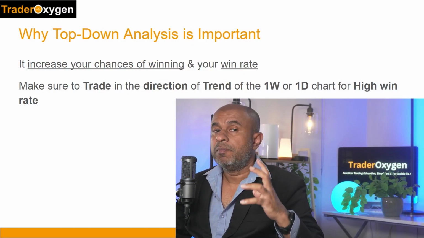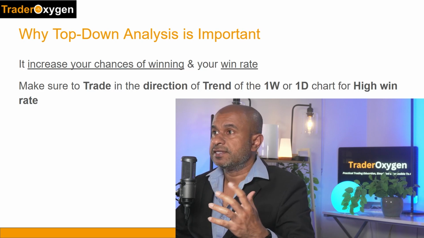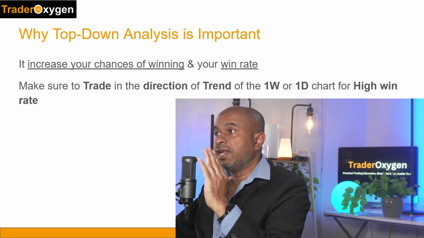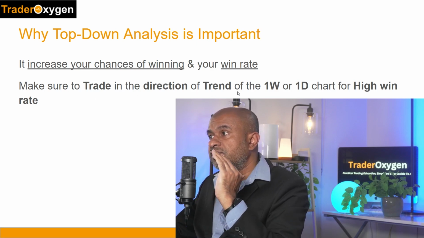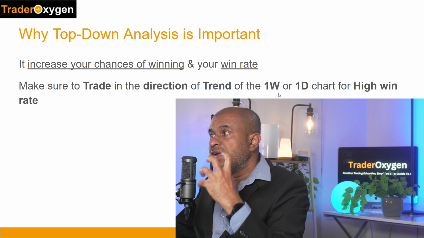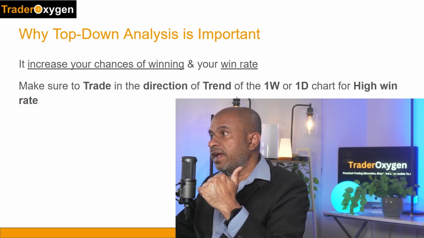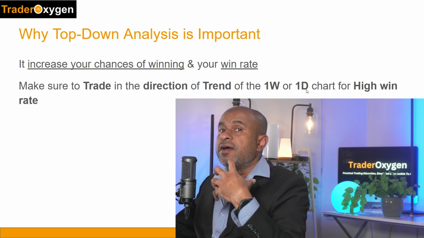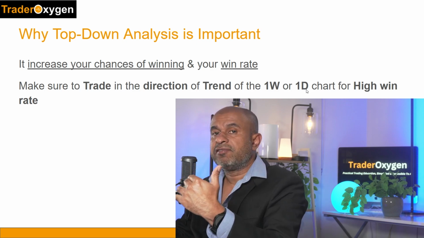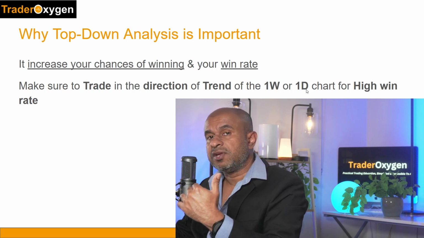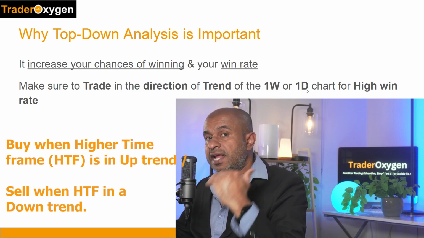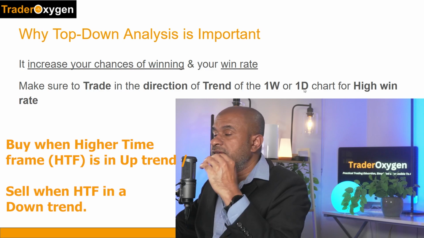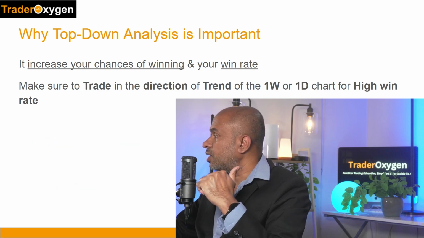Okay, so why is top-down analysis so important for traders? Because it increases your chance of winning and your win rate, number one. Number two, make sure to trade in the direction of the trend, especially in the direction of the weekly or daily chart for high win rates. If the daily is in an uptrend, as much as possible try to take buy entries in the 4-hour, 15-minute or 5 minutes. If the daily is in a downtrend, try to take as many sell entries as possible in the 4-hour, 1-hour, 15 minutes, 5 minutes. That increases your chance of winning. Okay, let's see what's next.